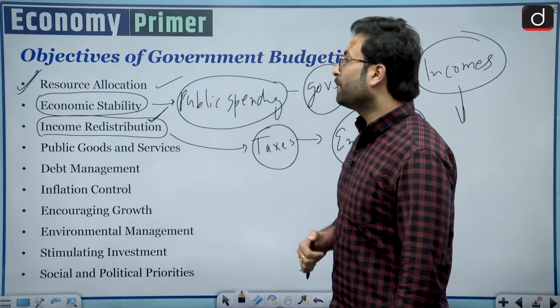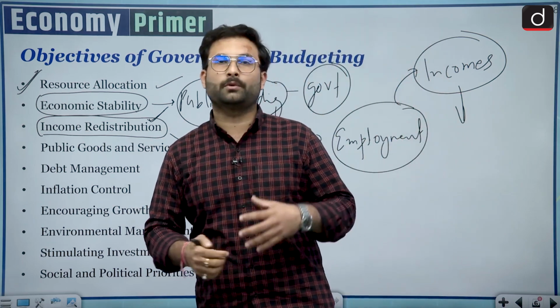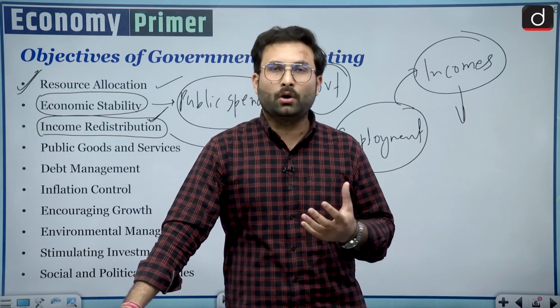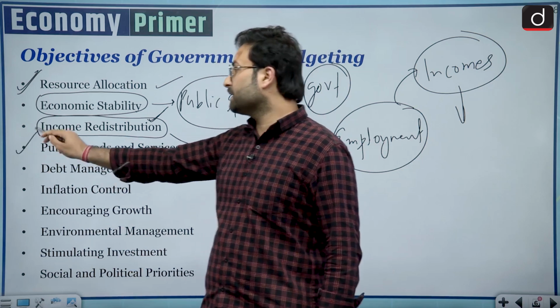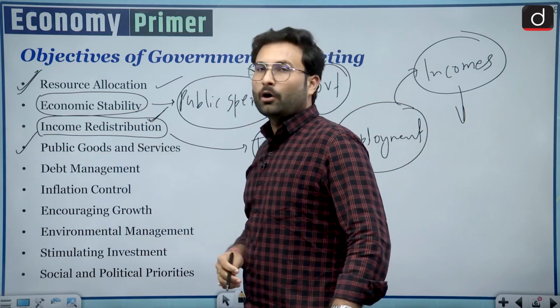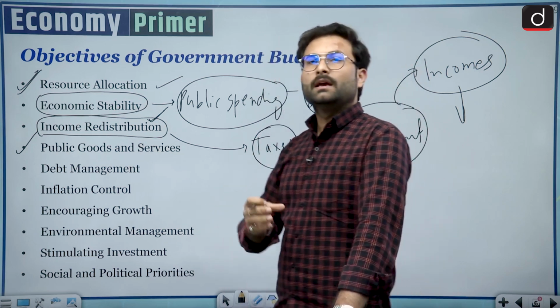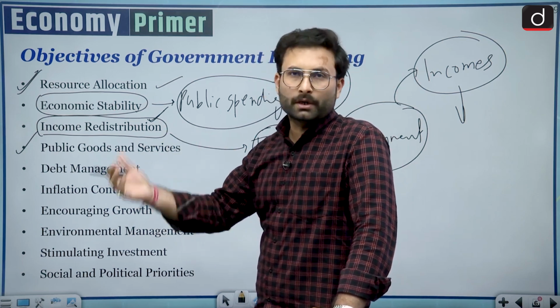Okay, then comes public goods and services. Since the government has the job of providing governance and various services, a lot of money is required. For the implementation of various services, the government requires money, and that is also included in the government budgeting. Which services would require how much money, they go for various estimations, and then that money is allocated for them.